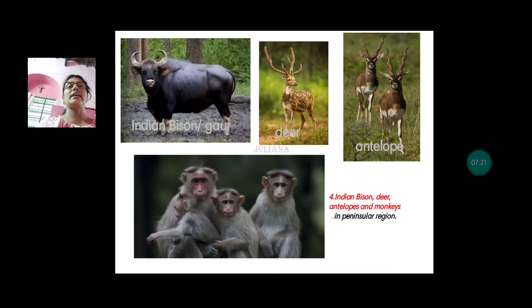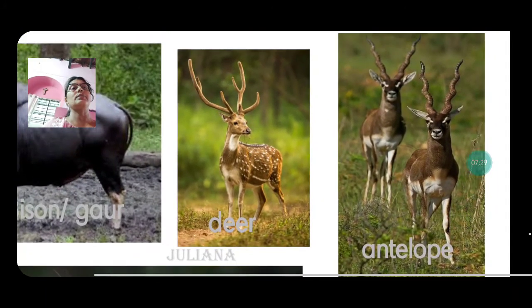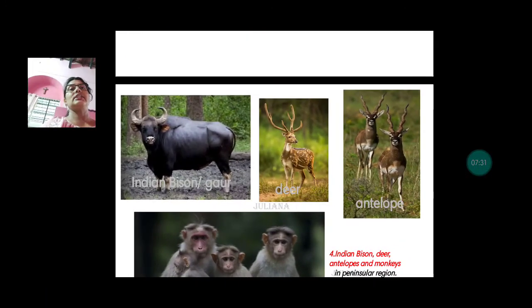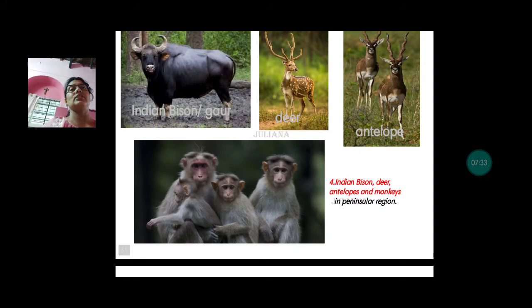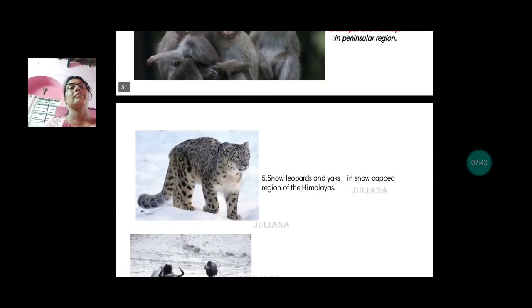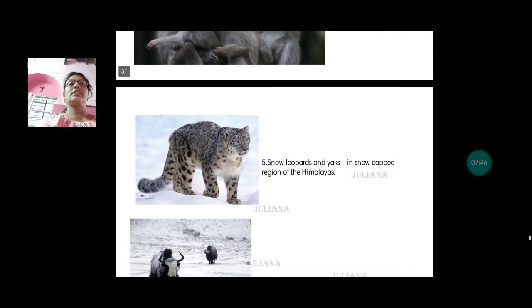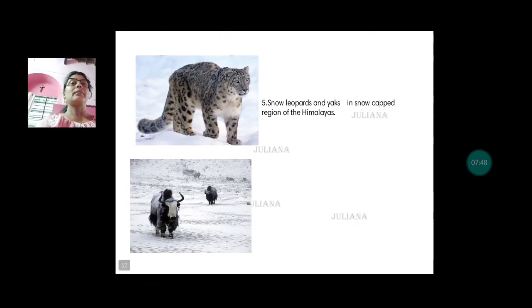These are Indian bison, also called wild buffalo or gaur. Then the deer and the antelopes. Look at the horns of these antelopes. They are curled, so these are the curly horns of these antelopes, and of course the monkeys. A variety of monkeys, but this variety is mainly found in the peninsular region of India, including Maharashtra. The snow leopard, just as we had snow leopards in Brazil.